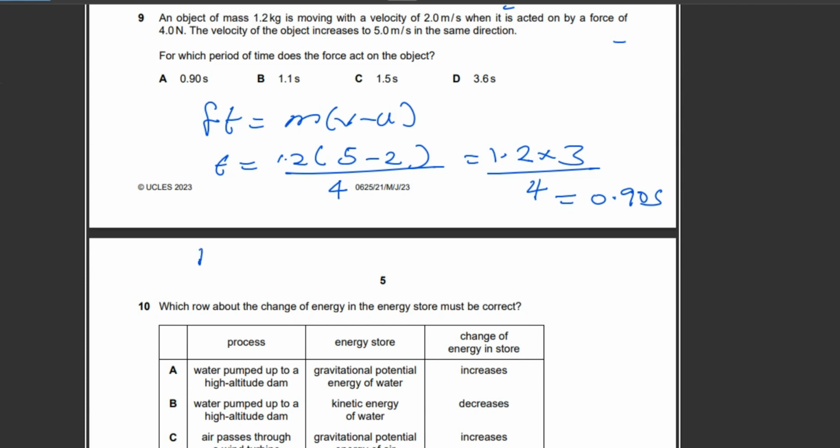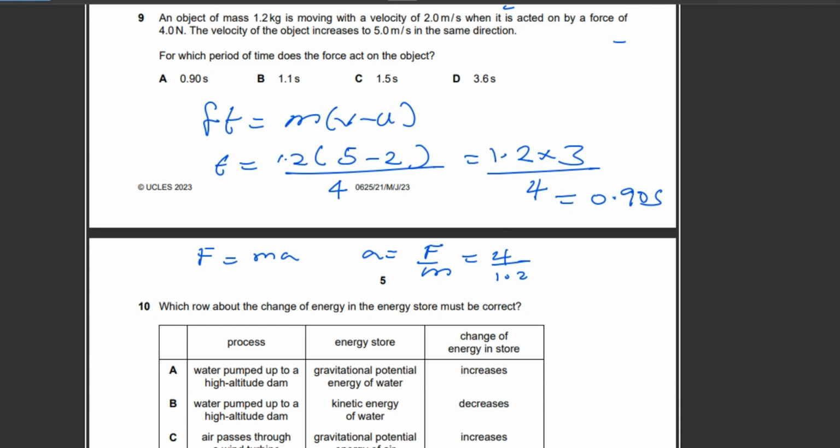You can just say force is equal to ma. So my a is equal to force divided by mass. And that gives me what? That will give me 4 divided by 1.2.